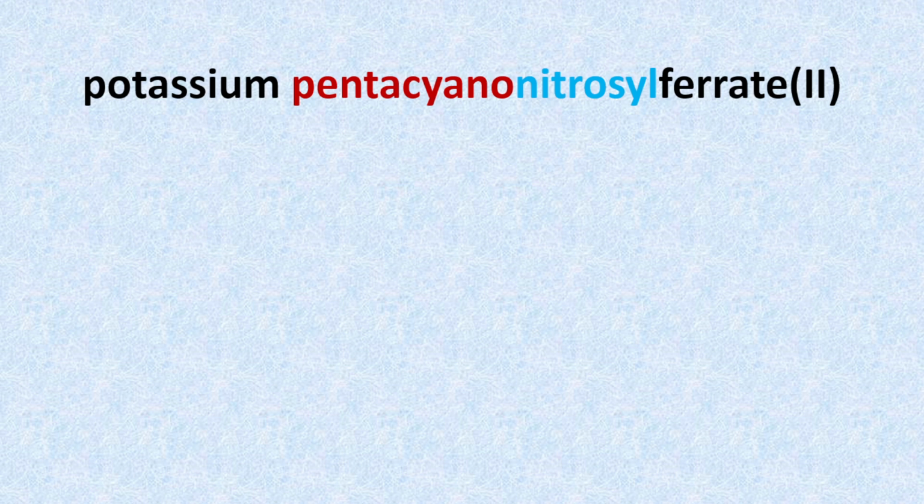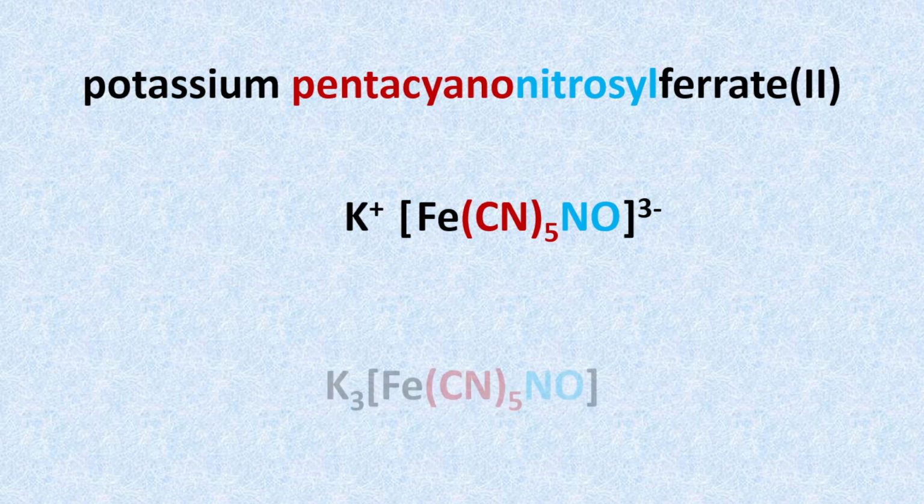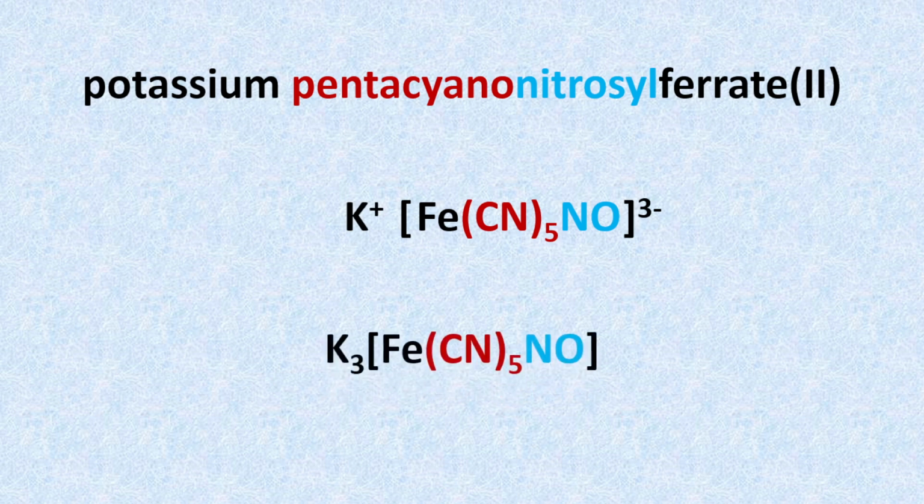Here we have 5 cyanide, 1 nitrosyl ligand and ferrate metal. Nitrosyl is a neutral ligand. Cyanide has a -1 charge. Iron is in +2 oxidation state, so the coordination sphere will acquire -3 charge. And there is a potassium outside the coordination sphere. Now balance it using the crisscross method to get the chemical formula.